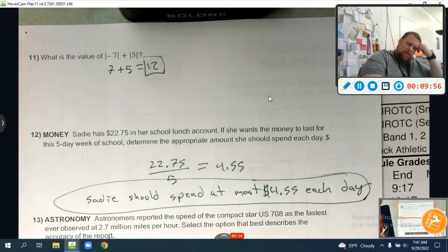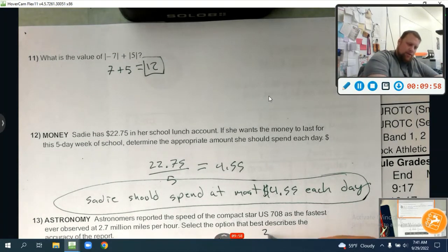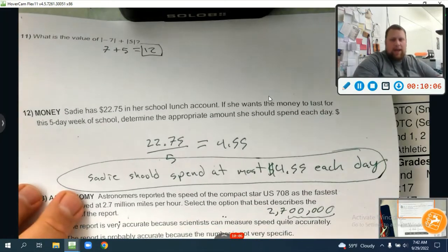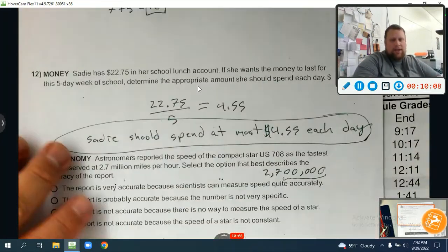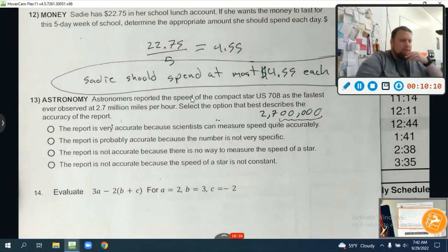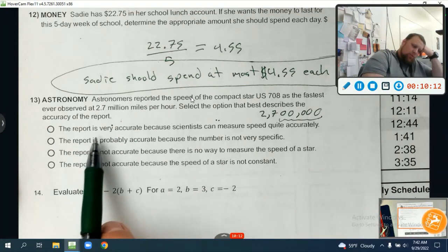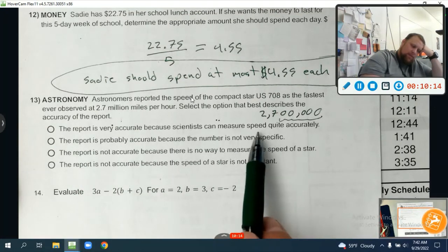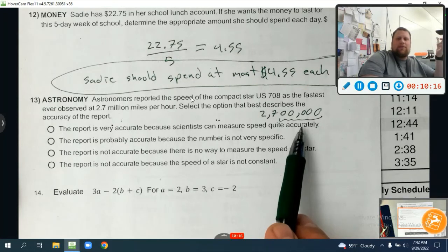So this is up here. If we were to write that out, that's 2,700,000 miles per hour. There's probably lots of changes in between here if we wanted to get more exact. However, we don't need to be more exact because we're just getting the average. So here's what I would say. The report is very accurate because science can measure speed quite accurately. They probably can, but they don't need it to be very accurate.